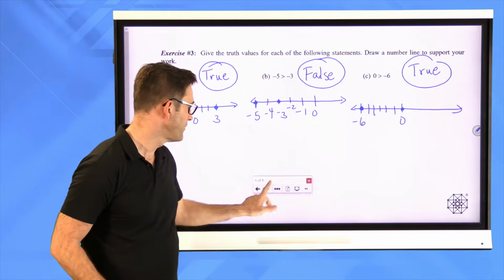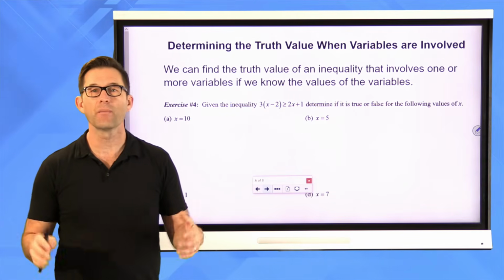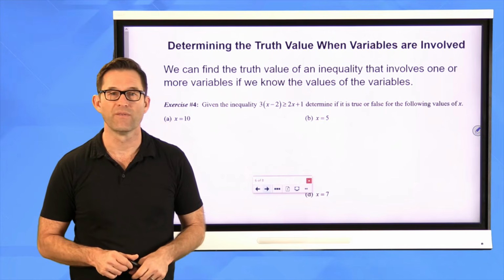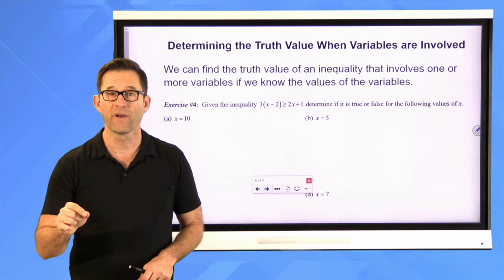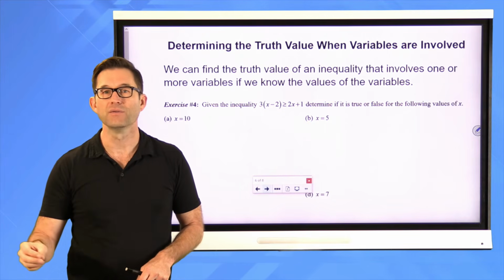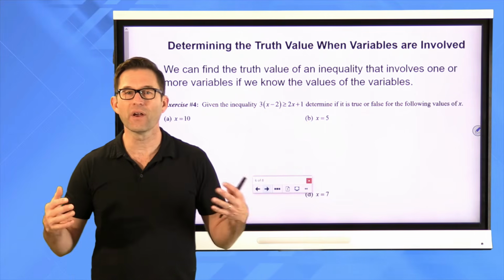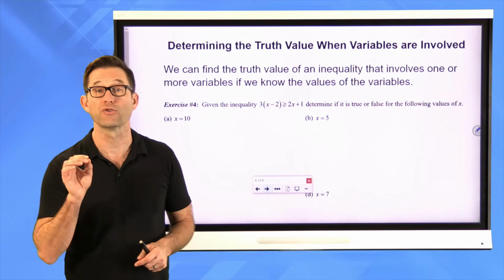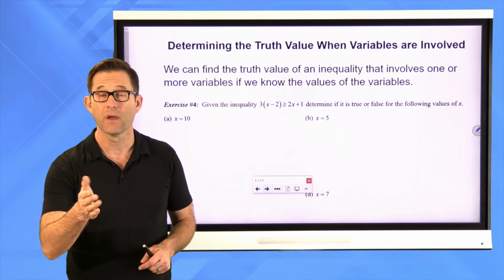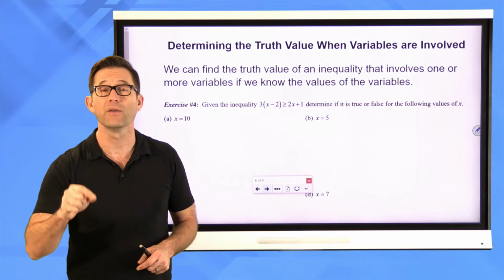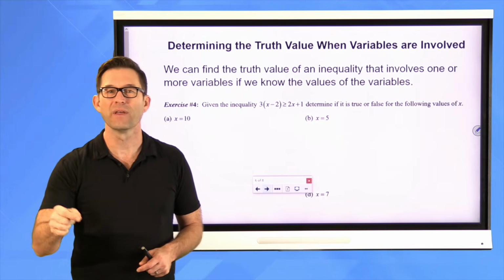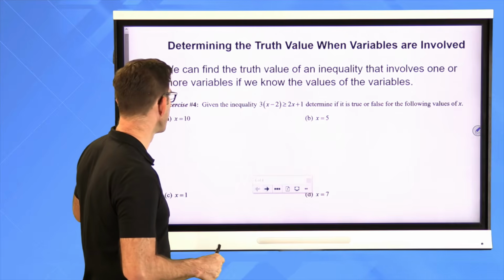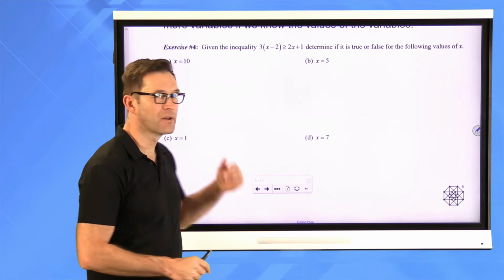And here's why: determining the truth value when variables are involved. We can find the truth value of an inequality that involves one or more variables if we know the values of the variables, all right? So very similar to what we did when we were determining truth values of equations, we're now going to determine truth values of inequalities by simply putting in values of variables if we're given. So let's take a look at exercise number 4.